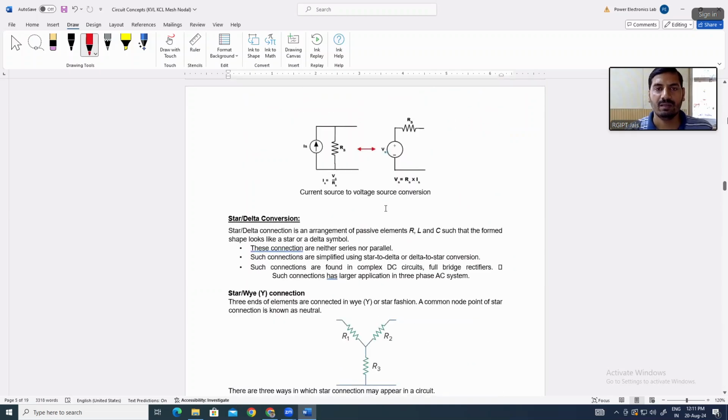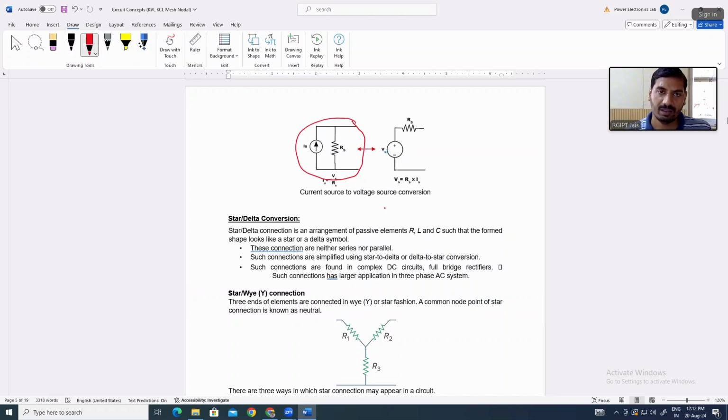Next is, vice versa, we can convert current source to voltage source. In a practical current source, you know that internal resistance is connected in parallel with the current source. If the current source value is given as Is and internal resistance is Rs, they are connected in parallel.